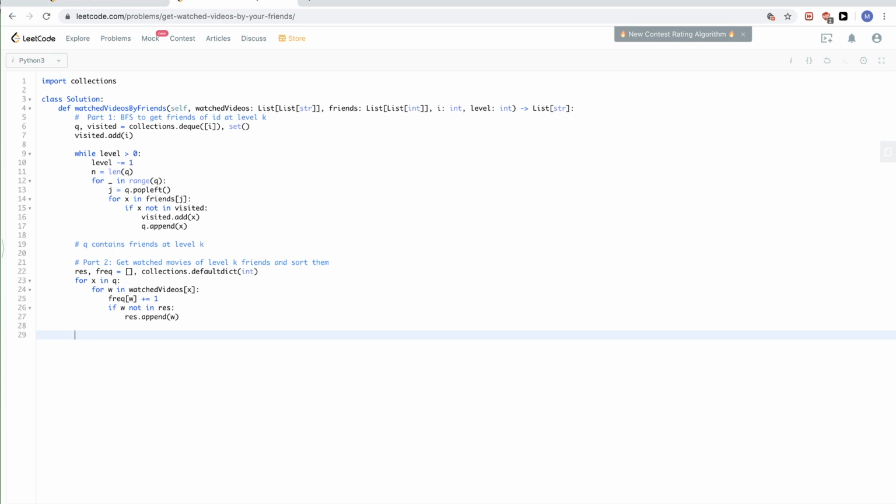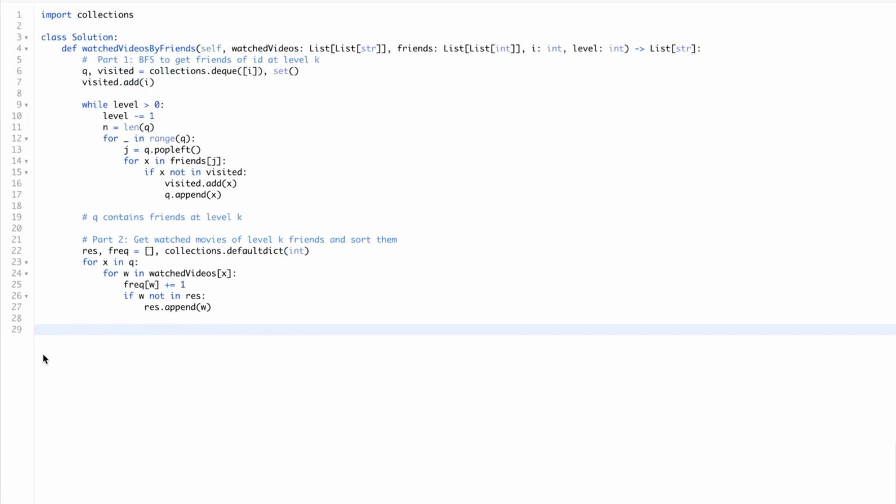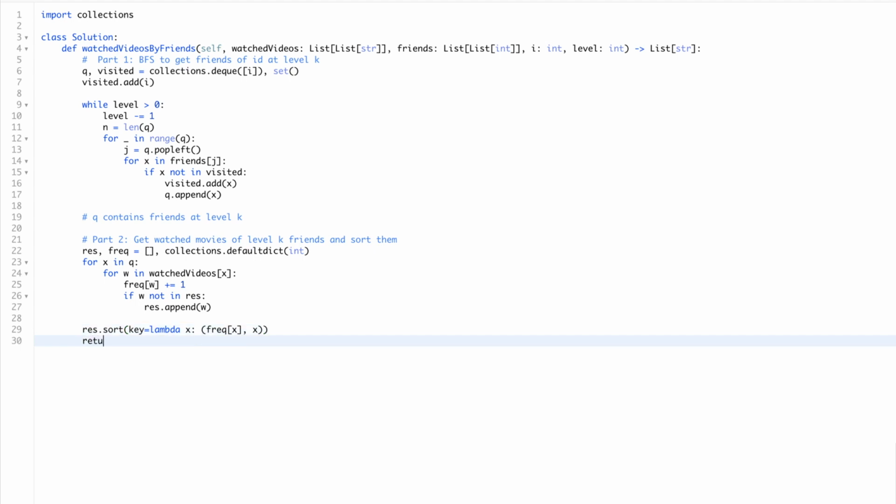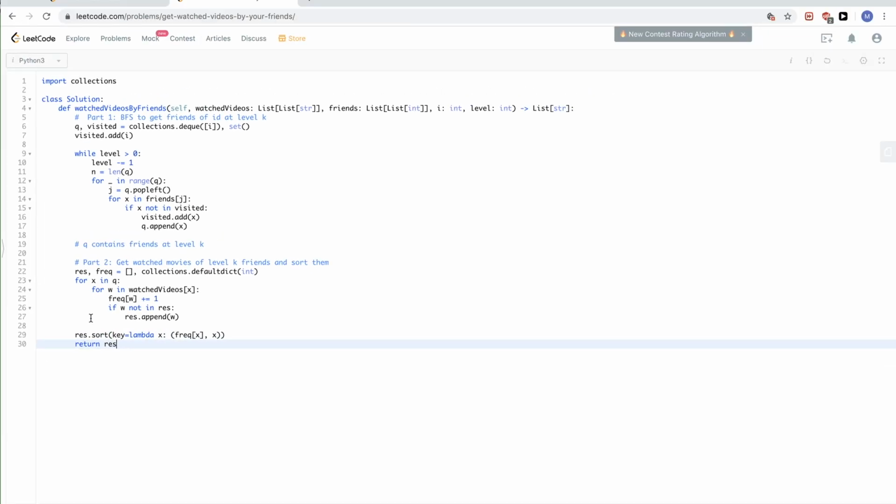And now we can sort our result, right? So we can say res sort by, first the criteria is by frequency, in increasing order, and then if the frequency is the same, it's lexicographical. The way we can do this with Python is just having a key called lambda here with x, and the first criteria for sorting is the frequency, and the second one is just the video name itself, so that it can get sorted lexicographically. And then pretty much after that we can just return res. And that's pretty much it.